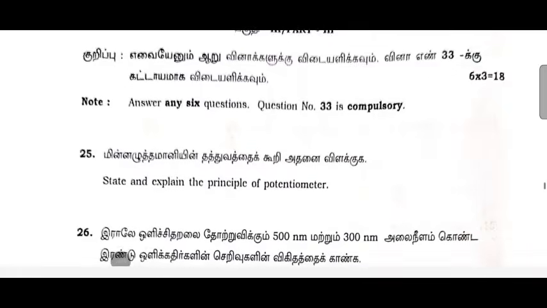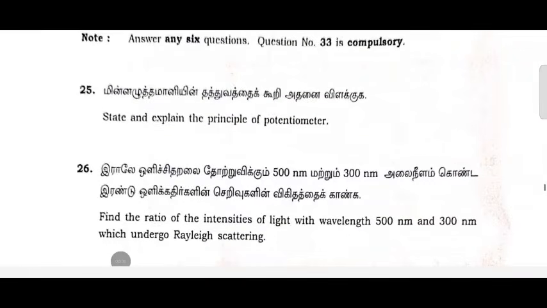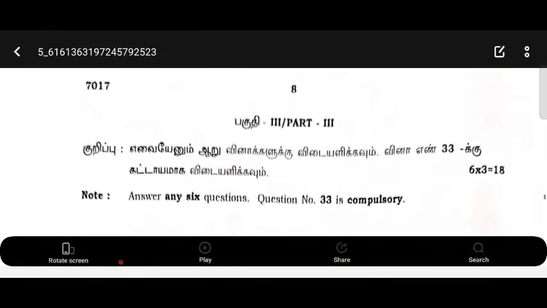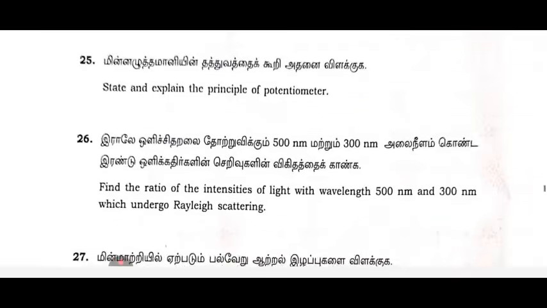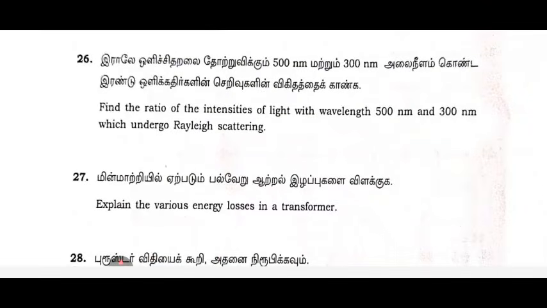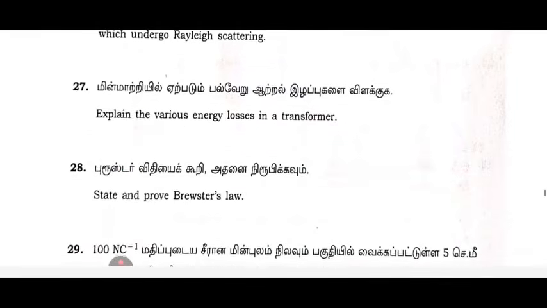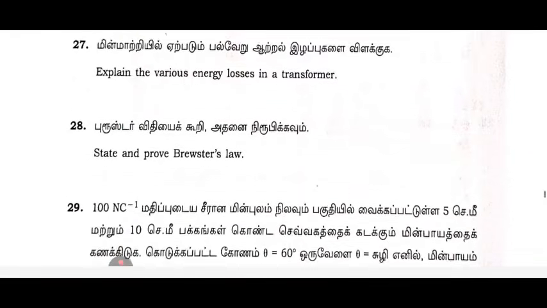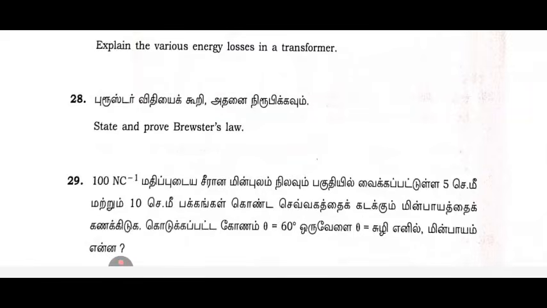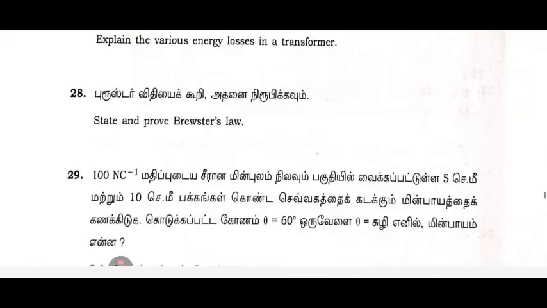So next, answer any 6 questions. Question number 33 is compulsory. 25, state and explain the principle of potentiometer. Very important question. Next 26, find the ratio of the intensities of light with wavelength 500 nm and 300 nm which undergo Rayleigh scattering. 27, explain the various energy losses in a transformer. 28, state Brewster's law. They have asked to explain Brewster's law.